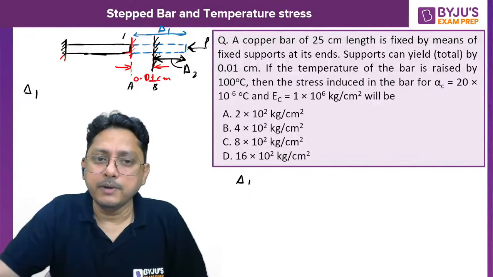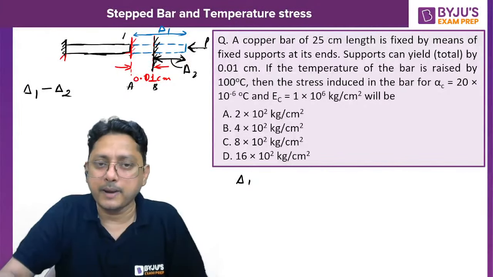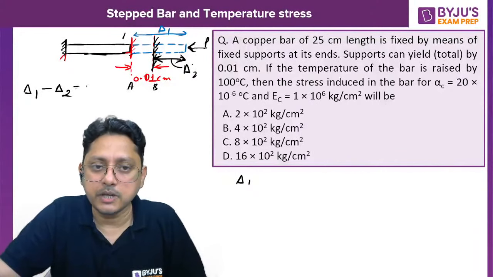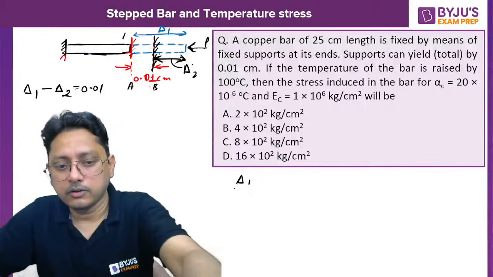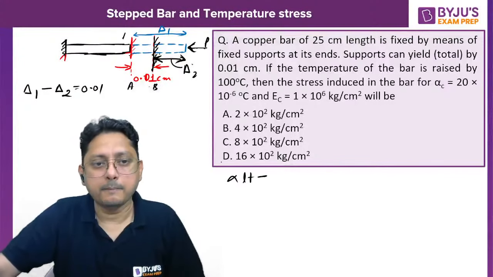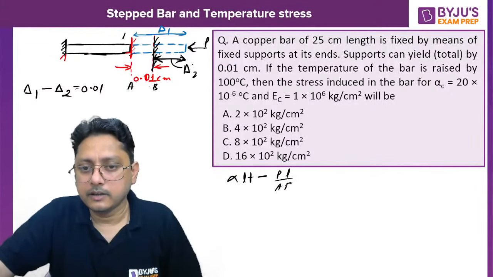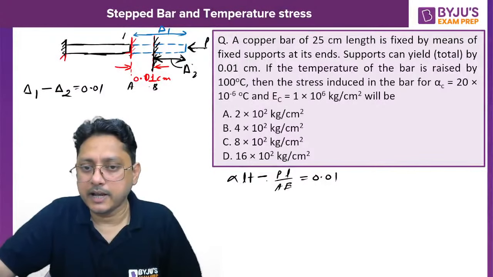So what is the compatibility condition you can write down? Delta 1 is your free expansion, minus delta 2, you are applying the force to bring it back to the same position. Here the position B must equal the yielding, that is 0.01. That's all. So delta 1 is nothing but alpha LT, minus delta 2, which is nothing but PL by AE, must equal 0.01 centimeter. L will get cancelled, and P by A is the stress he's asking about.